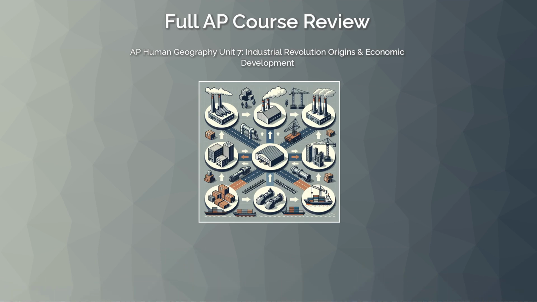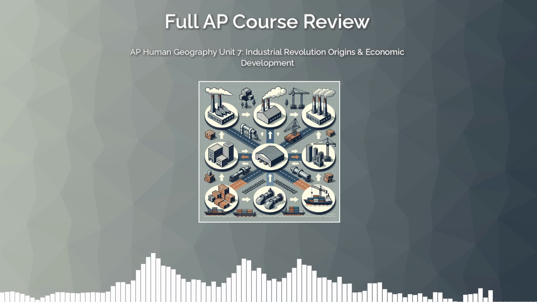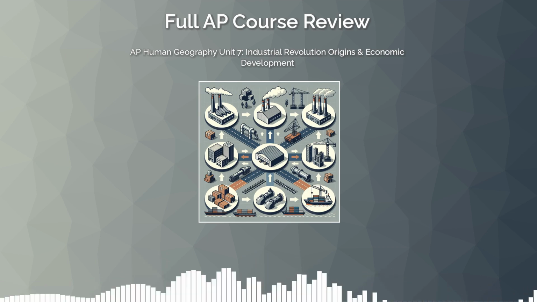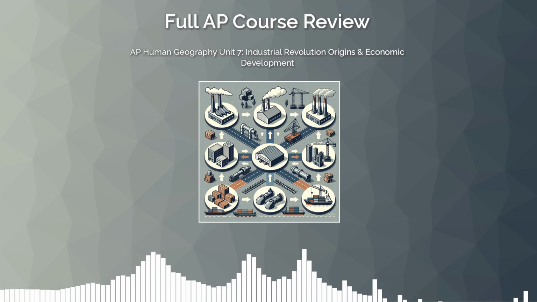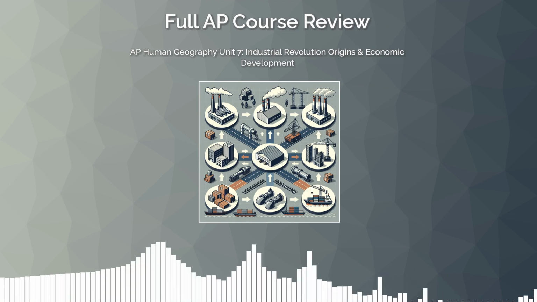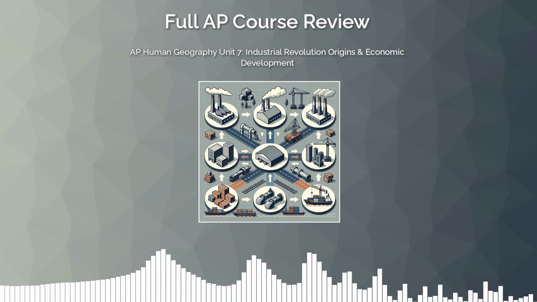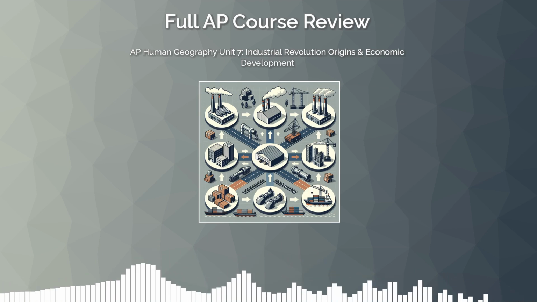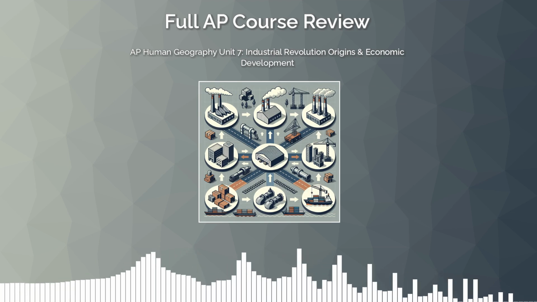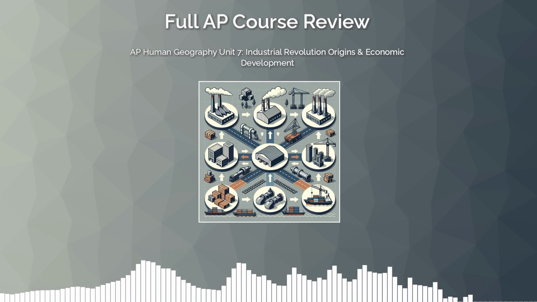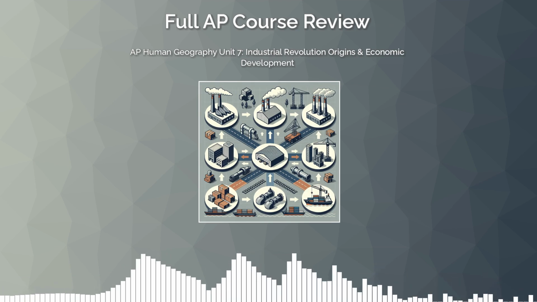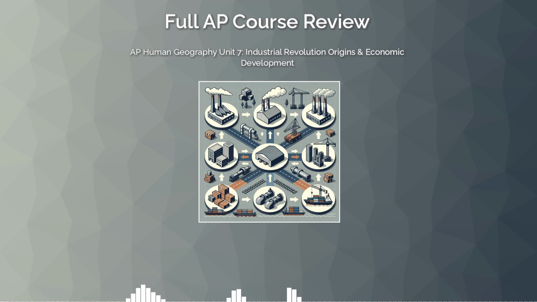Connections across the course. Post-industrial economies link outward across virtually every unit. In Unit 5 on agriculture, you see the primary sector shrinking as mechanization reduces farm employment. In Unit 6 on cities, deindustrialization explains urban decline and the hollow city phenomenon, while service growth drives gentrification and edge city sprawl. In Unit 7 itself, this topic connects directly to Wallerstein's world systems theory.